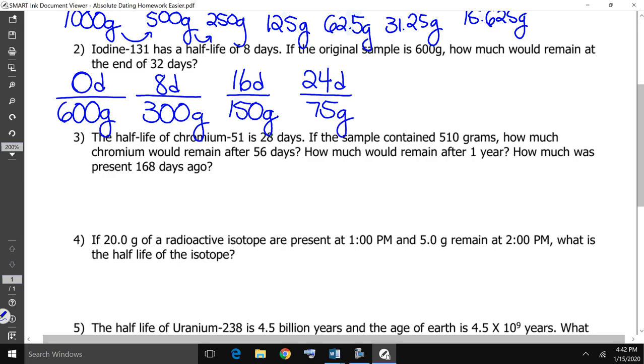And we still have one more step to go. 24 days plus 8 days equals 32 days. And then we have 37.5 grams. And that is our answer to the question: how much would remain at the end of 32 days? 37.5 grams.